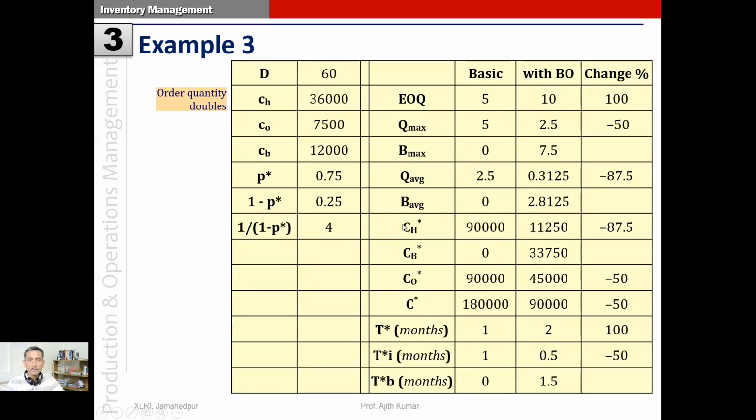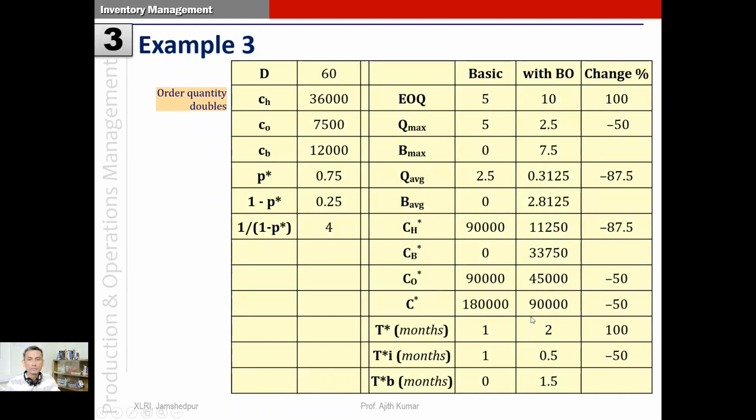Now this is how the inventory costs have changed. You can see that the holding cost was earlier 90,000 rupees per year, and that has come down to 11,000 rupees, 11,250 to be precise. Now there is a back ordering cost incurred. There was no back ordering cost earlier. The order cost has come down from 90,000 rupees to 45,000 rupees. Even though demand is the same, we are ordering double the quantity now, right? So our number of orders in a year will become half, and therefore our ordering cost has also become half. And we see, interestingly, that the total inventory cost has also become half.